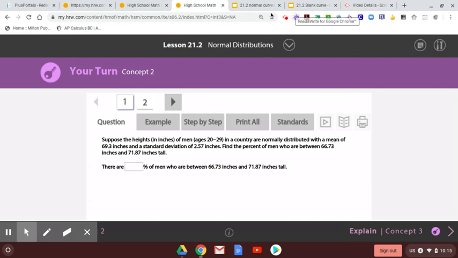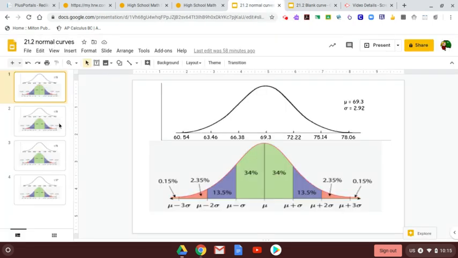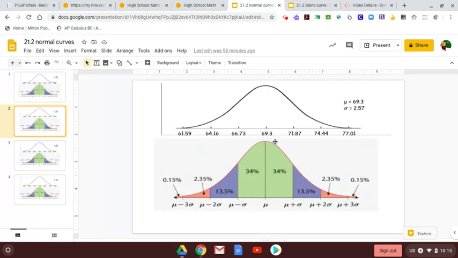So let's see what that will look like. So we've got our 2.57. So that was this example. So our mean, 69.3, standard deviation of 2.57. So I just got these values on our curve by adding 2.57, add 2.57, add 2.57, and then from the mean, subtract 2.57, subtract, and subtract. But I've aligned it with our normal curve probabilities or percentages, so we can just add them up.